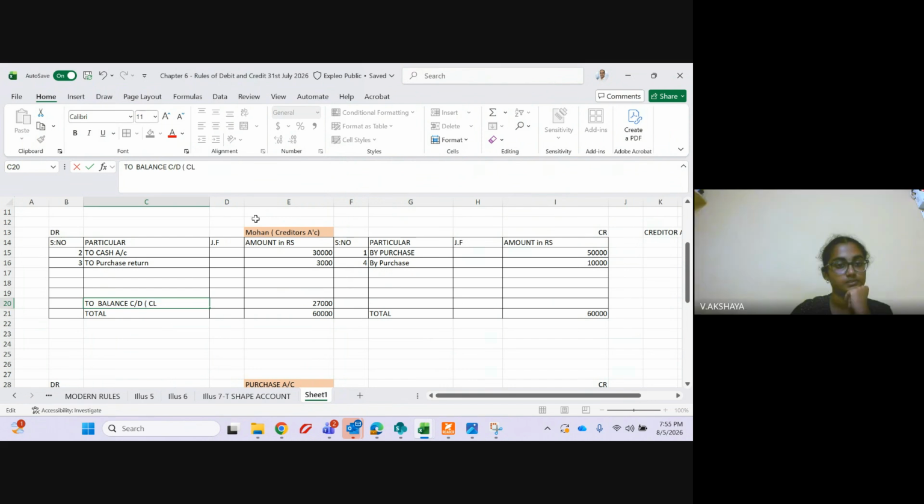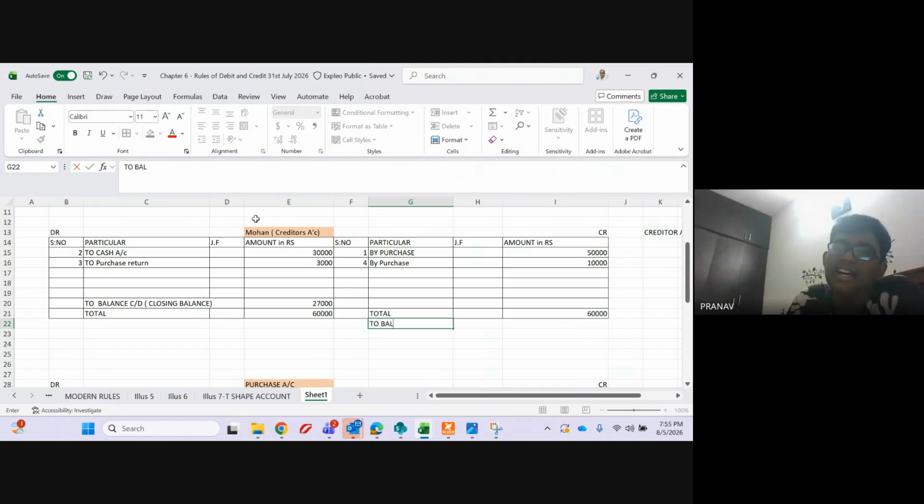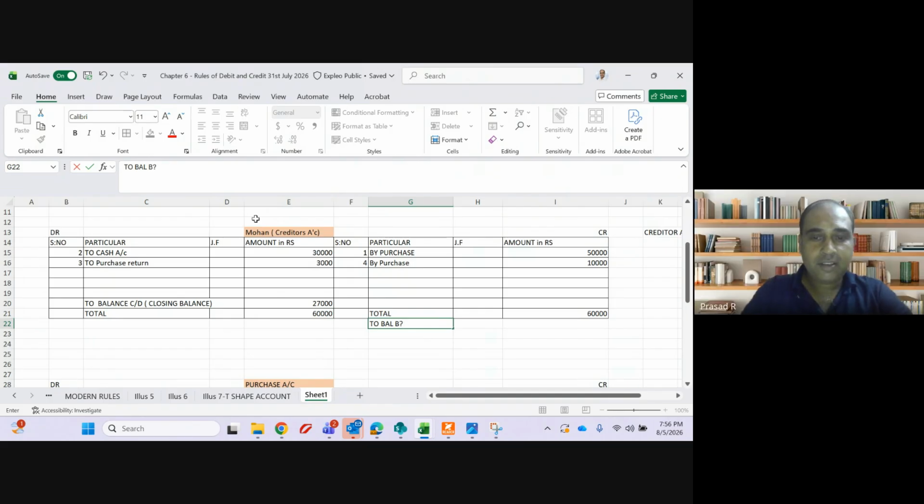Closing balance. Next year it will become the opening balance, and the same ledger will continue. It will be called To balance brought down, BD. How much is the balance of this ledger? 27,000. So this is called the opening balance. Clear, guys? Any doubt?